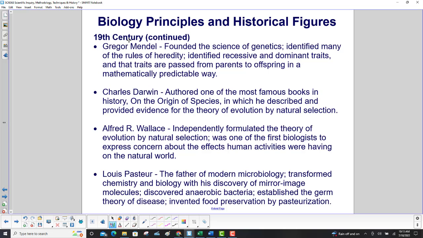Alfred R. Wallace independently formulated the theory of evolution by natural selection, and was one of the first biologists to express concern about the effects that human activities were having on the natural world.